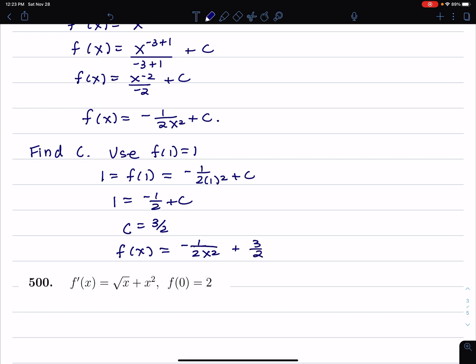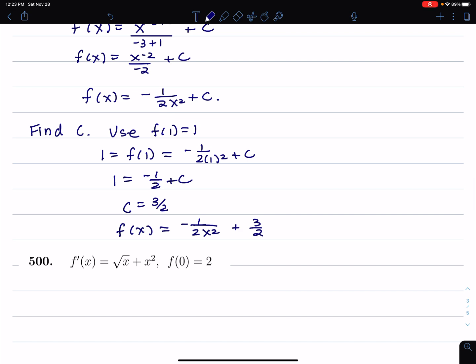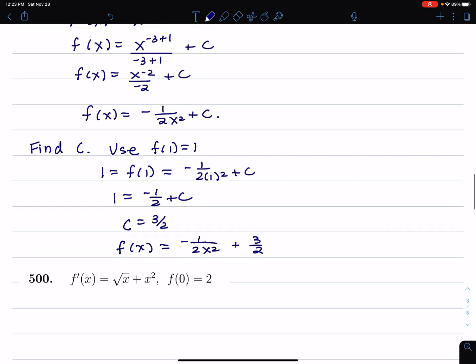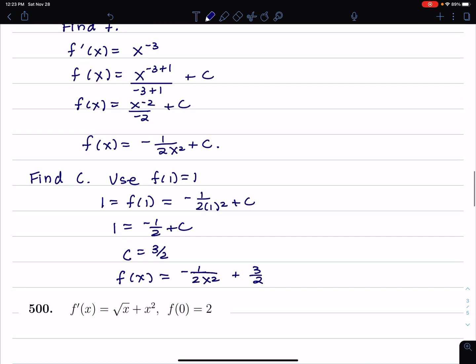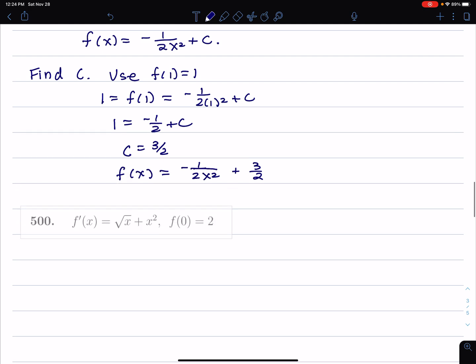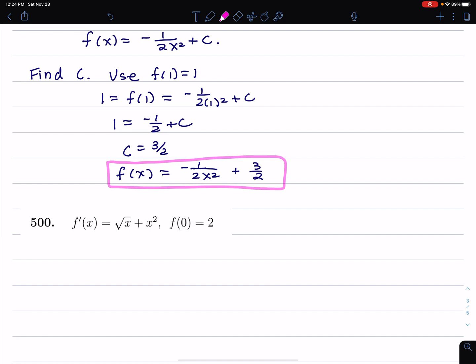You can check that if you plug in x equals 1, you'll get y equals 1, so it satisfies the initial condition. You can also check that if you take the derivative of this, you will get 1 over x cubed. So that's one. One down, one more to go. I'm going to highlight the answer there.